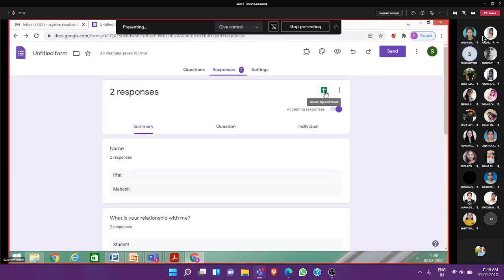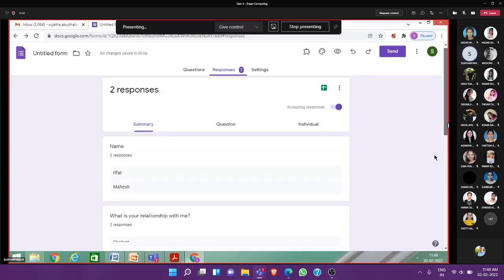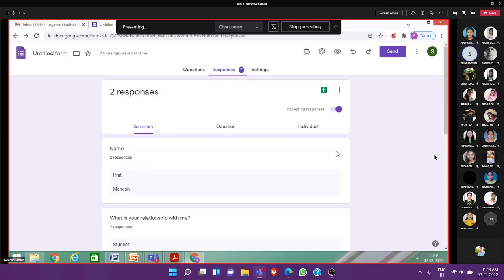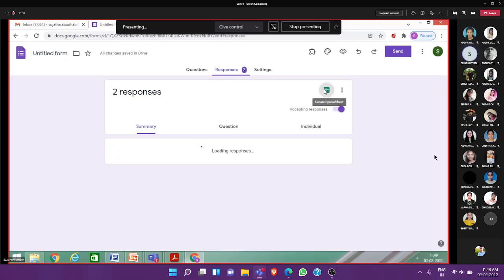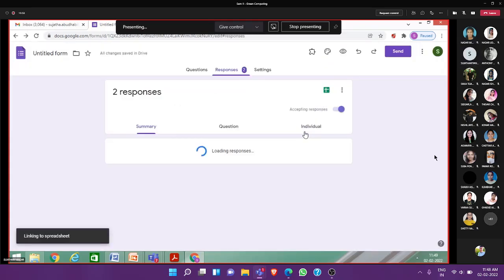Okay. So in this, now I have got two persons' responses. Ifat and Mahesh, they have responded. So what is your relationship? One has given student and one person has given teacher. So for me, that is a teacher. Okay. So you click here, create spreadsheet, create a new spreadsheet, and click on here, create.